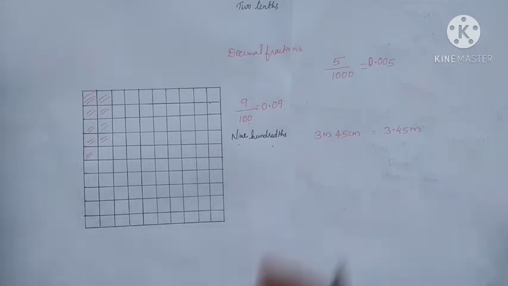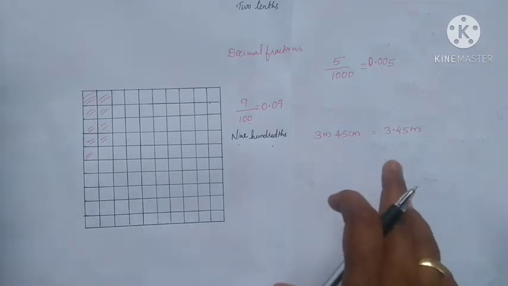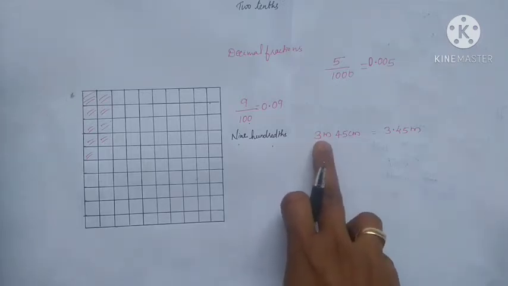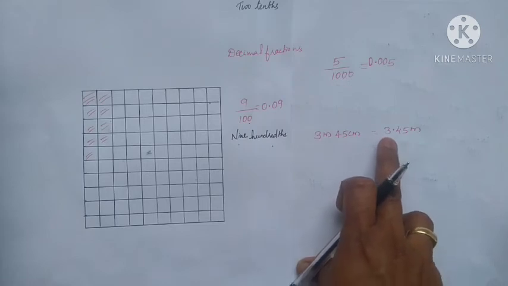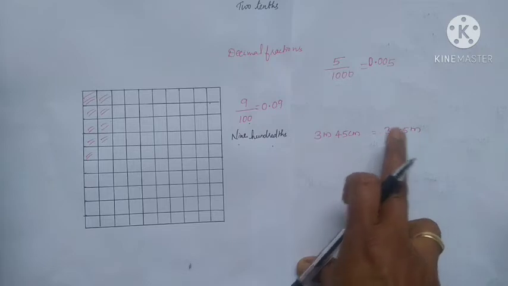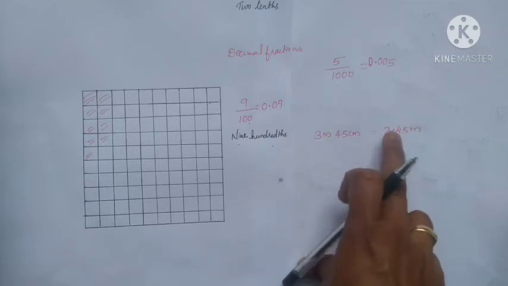Decimal numbers we have to use in different places. So in rupees and paise representation, meter and centimeter representation, kilometer and meter representation, centimeter and millimeter, there we have to use the decimal representations. So here I can show you one example. 3 meter 45 centimeter. How can we represent it in decimal form? That is 3.45 meter. 3.45 meter. That means 3 meter 45 centimeter.